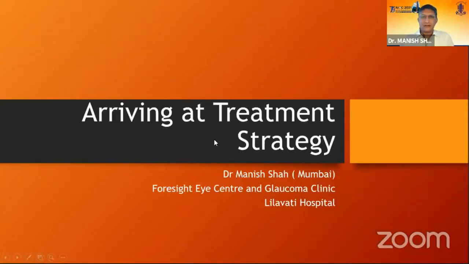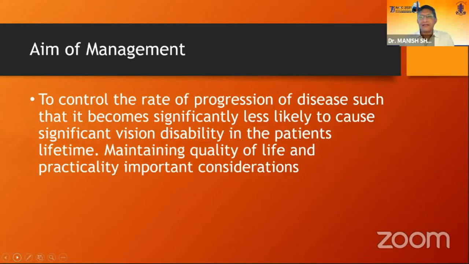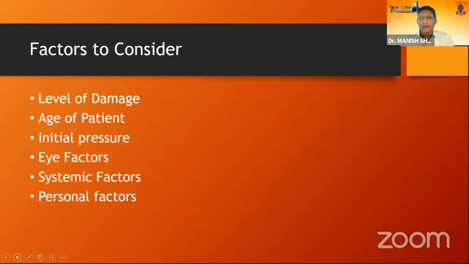So as the previous speakers have given the idea about how we are going to evaluate the patient, then comes the time for us to have a strategy on managing the patient. We know that the aim of management is to control the disease progression rate such that it becomes significantly less likely to cause significant vision disability in the patient's lifetime. While trying to do that, it is very important to maintain the patient's quality of life, and your approach has to be in general practical. So practical considerations are very important.